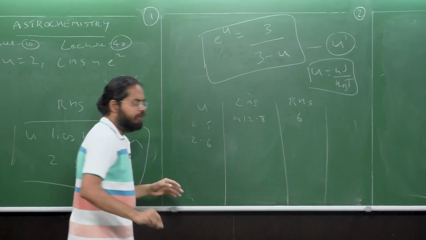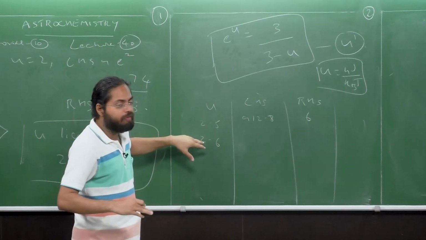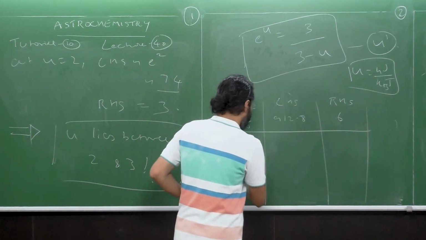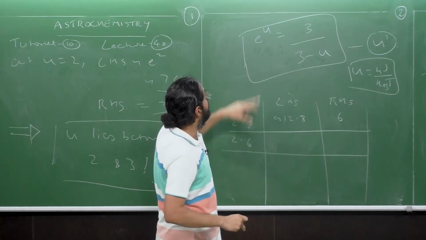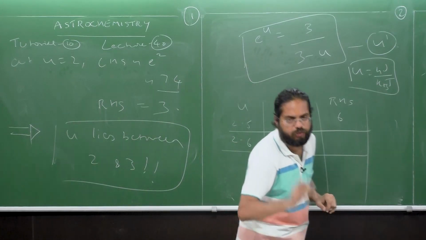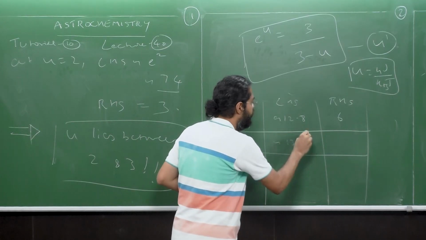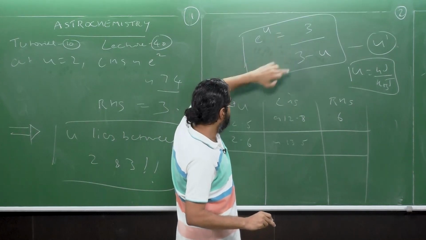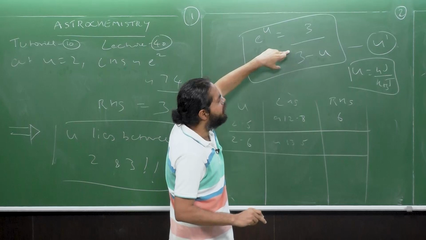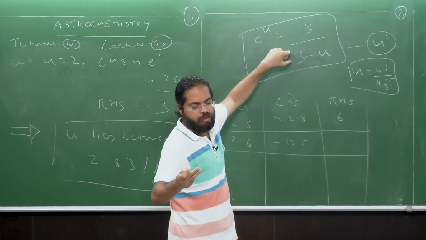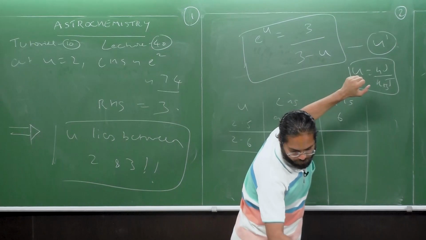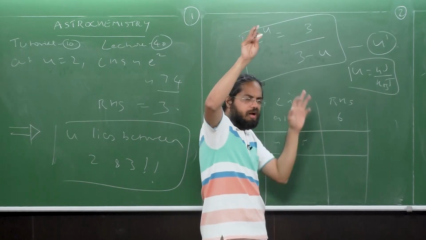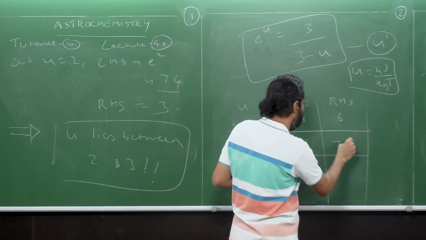Let's take the choice of going to 2.6. We could have of course gone to 2.4 as well. When u is 2.6, what happens to the LHS here? This is e to the power 2.6, and I have written down the value to be 13.5. And the RHS is what? The RHS is 3 by 3 minus 2.6, which is 3 divided by 0.4. What is 3 divided by 0.4? It is 3 by 4 into 10, so that is 7.5.